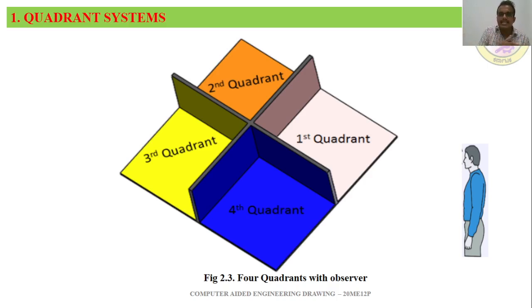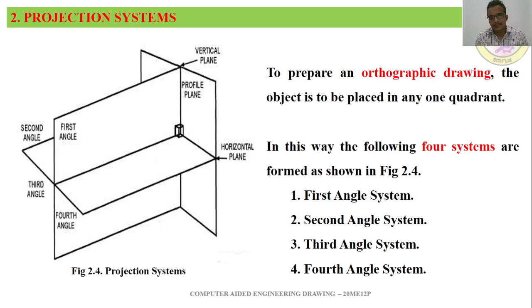That is the definition of the four quadrants. We are extending the lines of intersection to form the quadrant system. Now, with respect to projection systems, to prepare an orthographic drawing, the object is to be placed in any one of the quadrants. Now we'll come to the very fundamental aspects of the projection system.